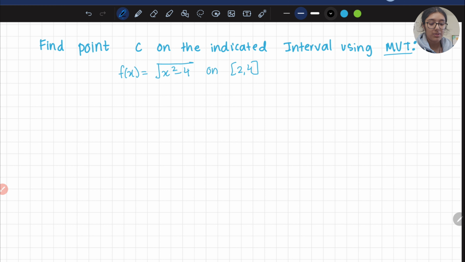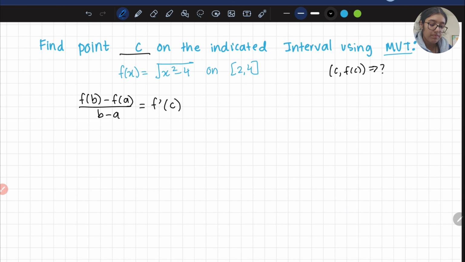So once again, we're dealing with MVT, and we have to find the point. So we're finding c, f of c. That's what we're trying to find. And let us bring back our MVT formula. That is f of b minus f of a over b minus a is equal to f prime of c. But before we apply MVT, we need to check if this function, f of x, is continuous and differentiable. So let's see if it's continuous over the domain 2 to 4.